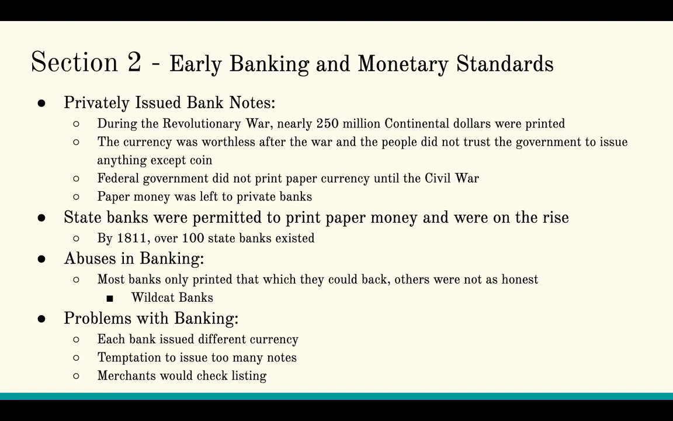All right, so we're going to move on to section 2, which is early banking and monetary standards. So during the Revolutionary War, nearly 250 million continental dollars were printed. After the revolution, like we talked about earlier, continental currency was worthless, and people did not trust the government to issue anything except coin. So this is even included in Article 1, Section 8 of the United States Constitution. It addresses this matter because, again, there was such an upset because of this continental currency that was issued.